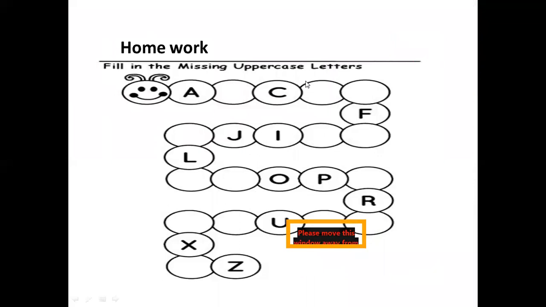It's time for homework. What will you do? Fill the missing letters using uppercase letters, okay? Because in today's lecture we have learned how to fill the missing letters using the uppercase alphabets. Some letters are mentioned and some are missing. You have to fill in the missing letters correctly. You have learned in today's lecture how to fill the missing letters.